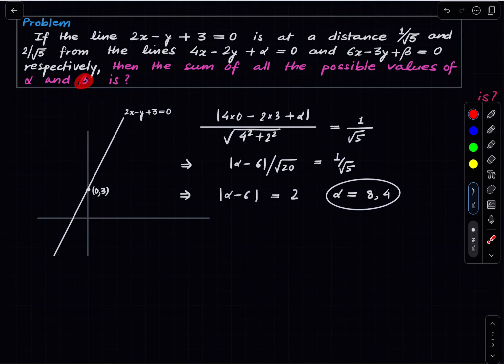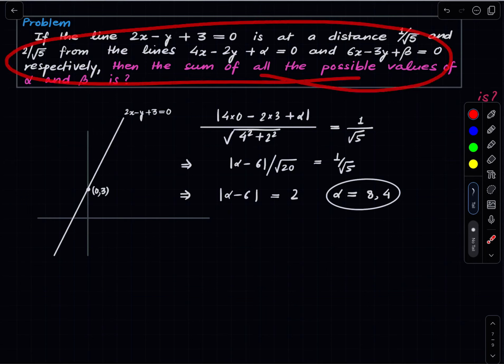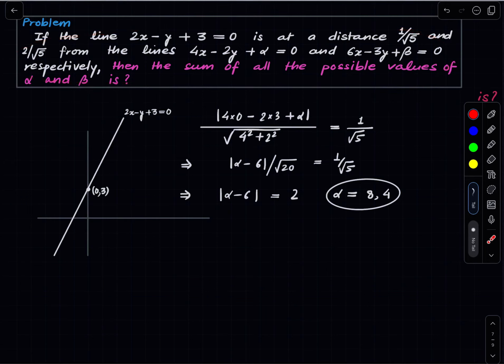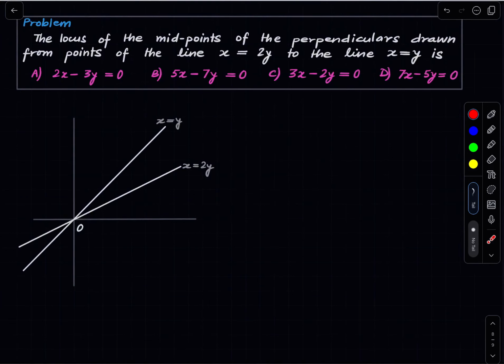Similarly, you do the same thing for beta. Find the two possibilities for beta and just add the 4 values. So let me not compute.